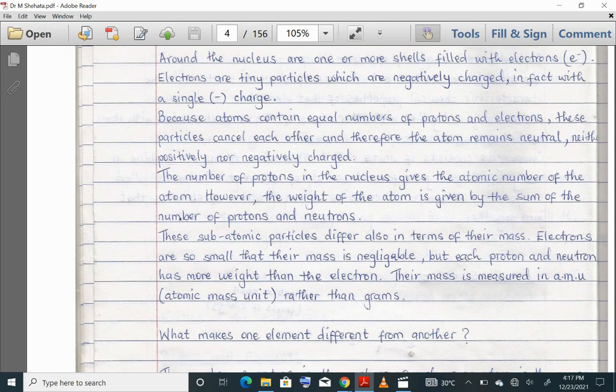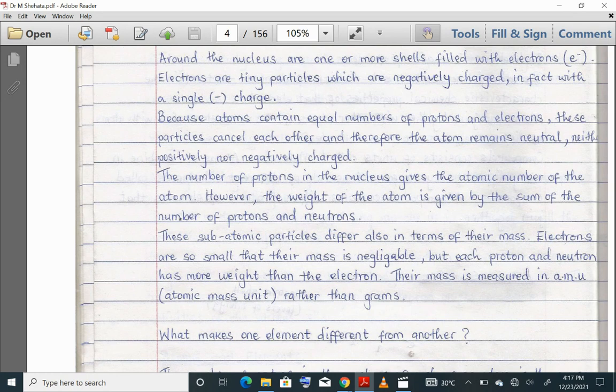Now, what's interesting here is that we are going to learn two new terms, or maybe you may have already gone through them in high school. We're going to go through the terms atomic number and mass number. So what's atomic number? Atomic number is the number of protons that an atom possesses, okay?